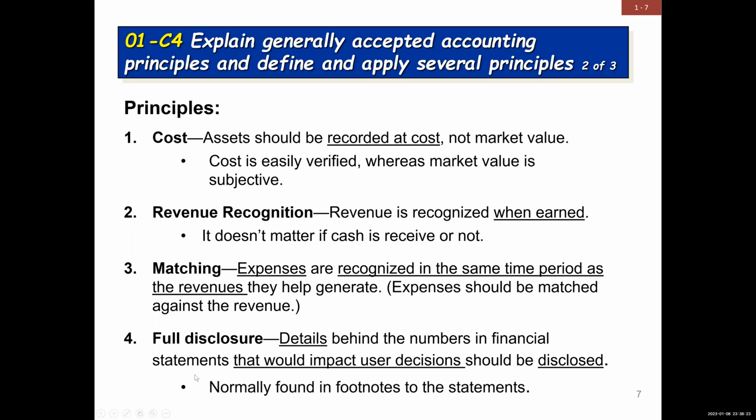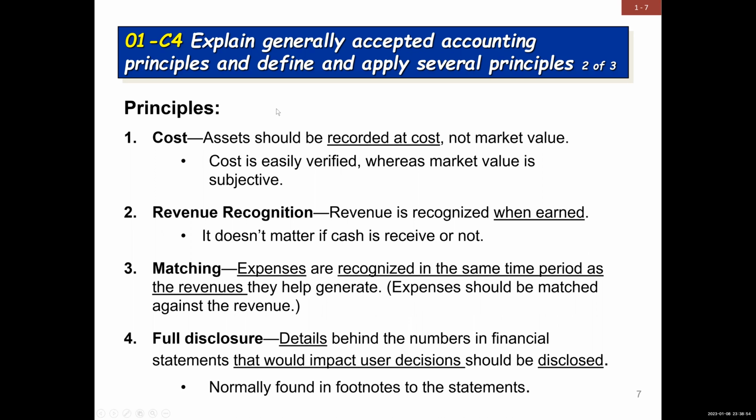Number 4 is full disclosure. This just states that the details behind the numbers in financial statements that would impact user decisions should be disclosed. And normally they're found in footnotes to the financial statements, right? So if there's information that's going to affect a user's decision, you need to put that in the footnotes to the statements.